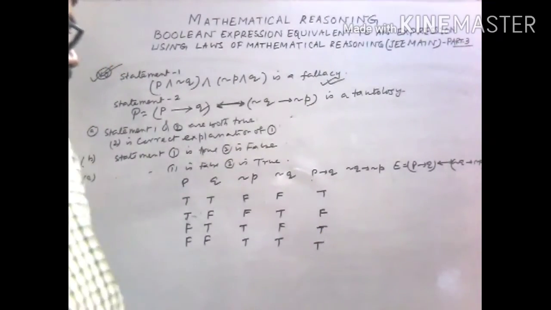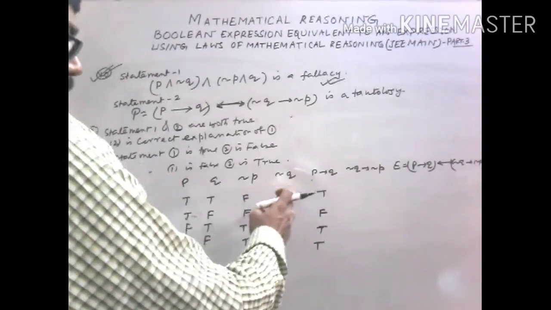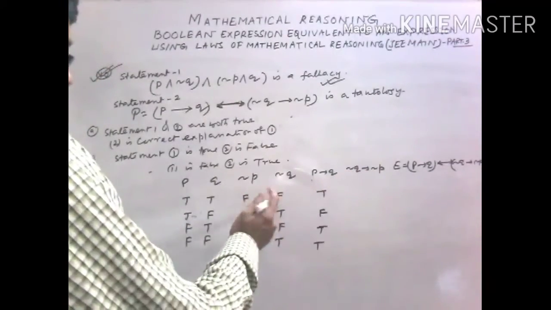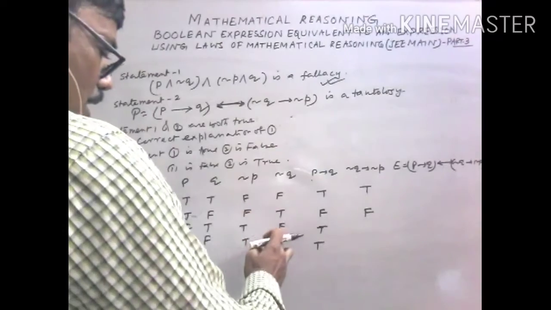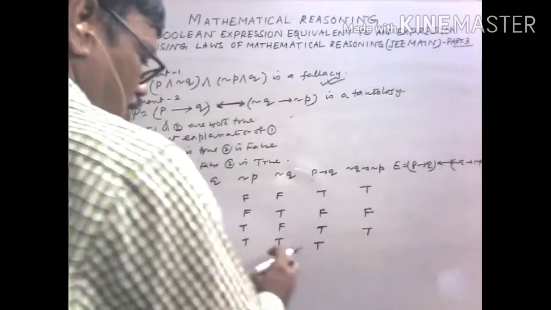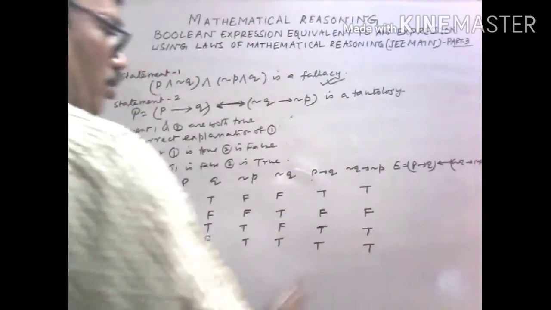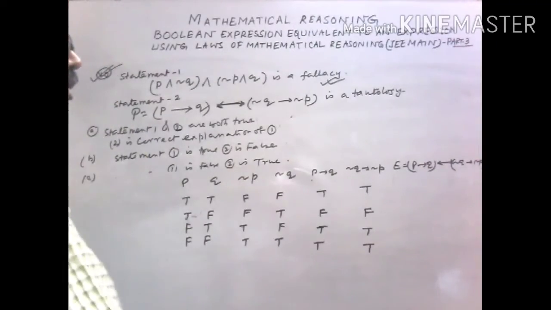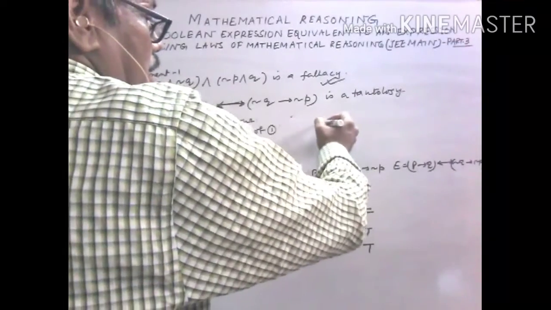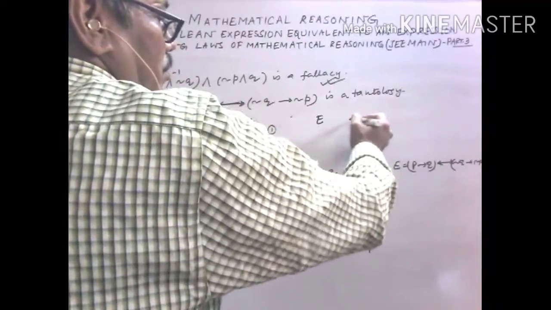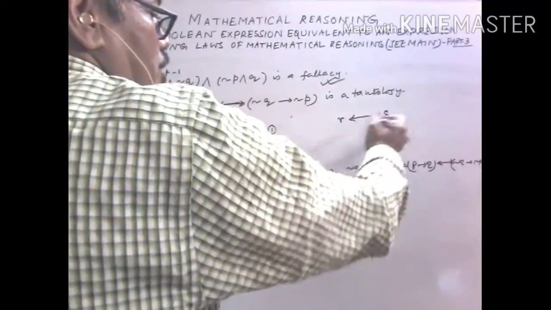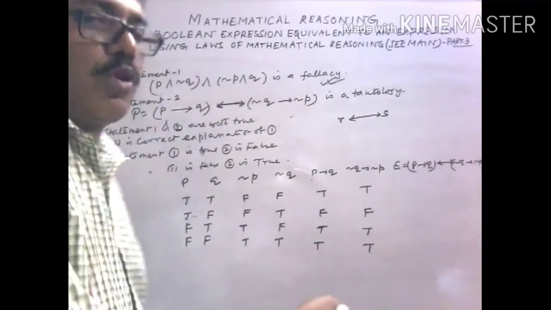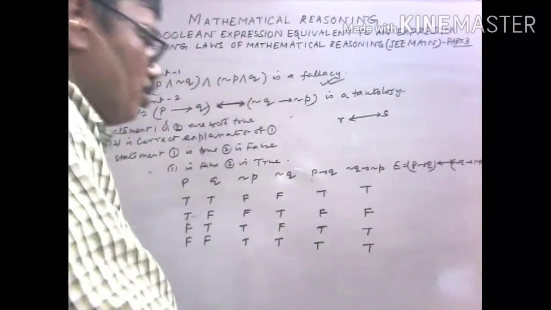It is false for only one case. Now Q arrow P, in this direction: F, F, T; TF false. Only if it starts with T, then it is false. FT is true. TT is also true. Now the biconditional expression E, double arrow. Suppose R double arrow S. This is true when both are true or both are false.